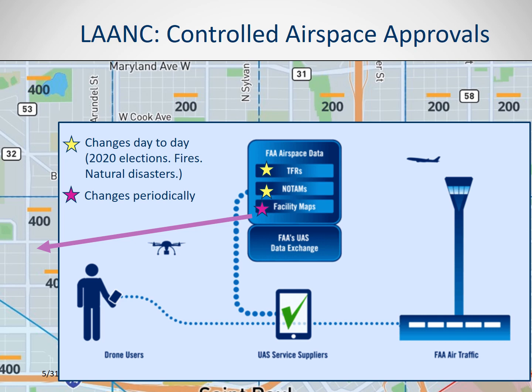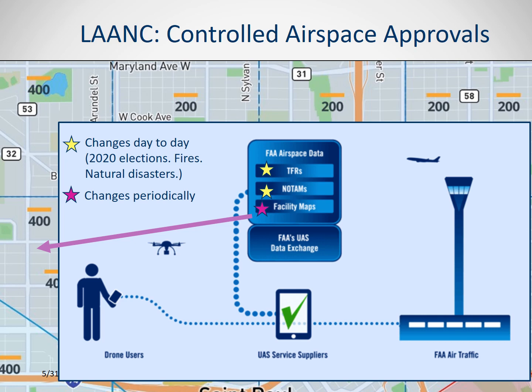The FAA air traffic control comes up with these grids. They also have things like TFRs, and those are for things like fires, VIP movements, special events, security events, etc. They add in things like NOTAMs, notices to airmen, and then these facility maps, which are these grids, and then a service supplier, a front-end company like Air Maps, Skyward, Kitty Hawk, etc. have apps that tie in all of that data and then provide it to the drone user.